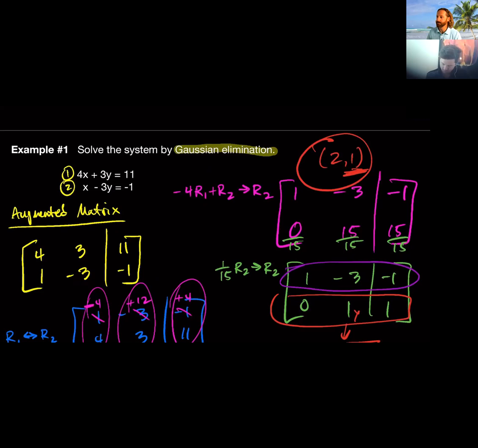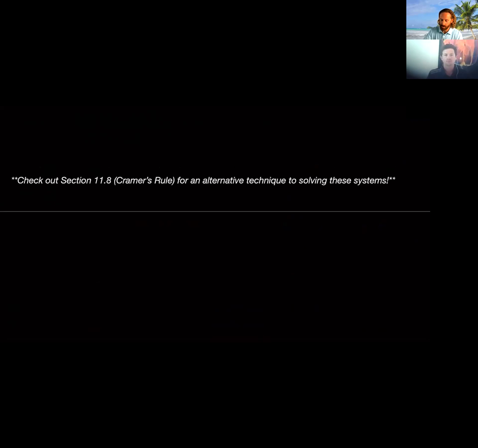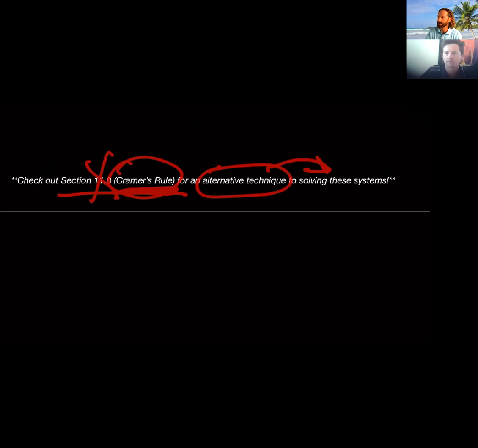Okay? So, of course, that's going to take some practice. And, of course, a 3x3 is going to be even harder. There's going to be a lot more moving parts, a lot more matrices that you're going to be writing out. But feel free to come to my office hours or check out section 11.8. We're not even going to cover 11.8, but if you're interested in this, you can check it out. There's an alternative technique to solving these systems.